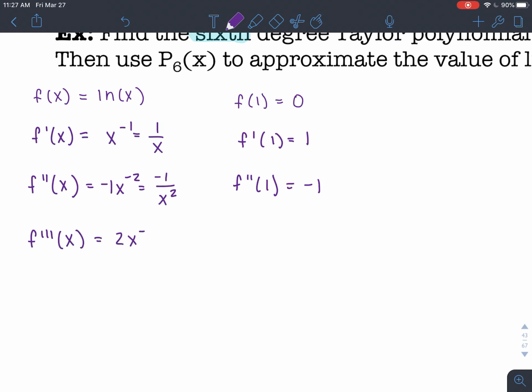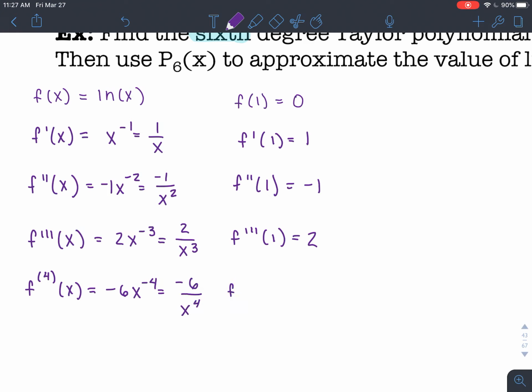Give ourselves a little space here. This is going to be negative 1. We're just going to continue this pattern. Finding the third derivative, we're going to get 2x to the negative cubed, which is 2 over x cubed. So our third derivative at 1 is going to be 2 over 1 cubed, which is 2. And now remember, when you get into higher order derivatives past 3, we use that parenthesis notation. So our fourth derivative is going to be power rule again, negative 6x to the negative 4th. And evaluating that fourth derivative at 1, we're going to get negative 6 over 1.